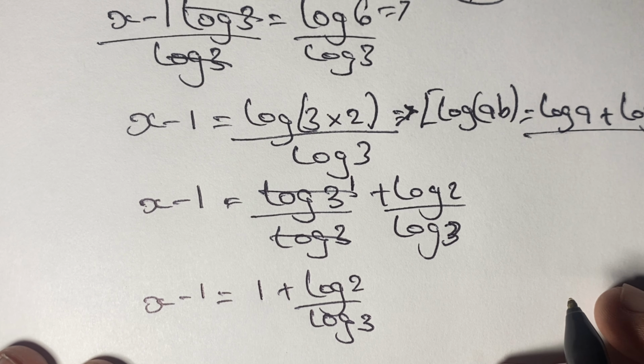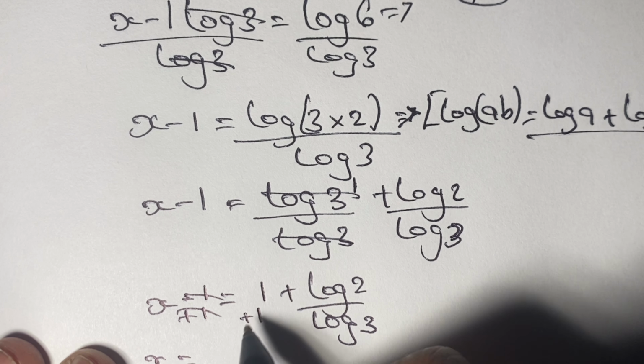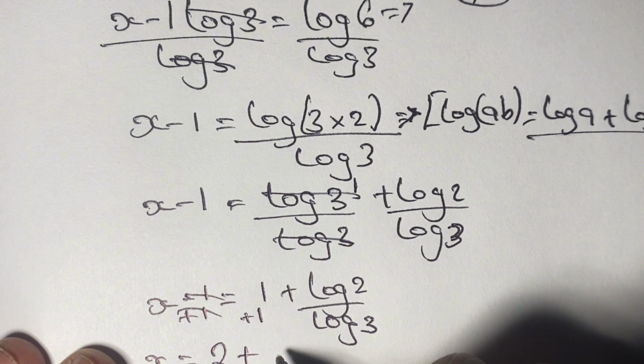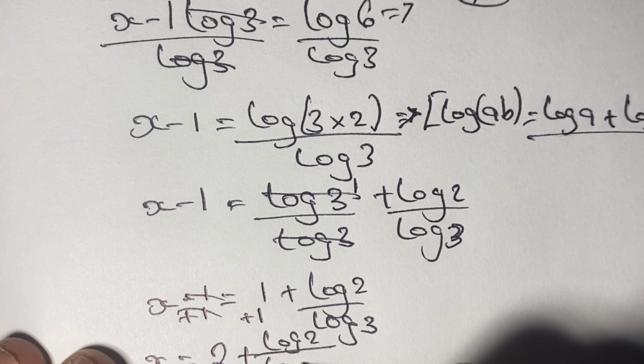So in solving for x, we would add 1 on both sides just to remove this negative 1 here. So adding 1 on the left would cancel out the 1, and 1 on the right would give us x is equal to 2 plus log 2 over log 3.